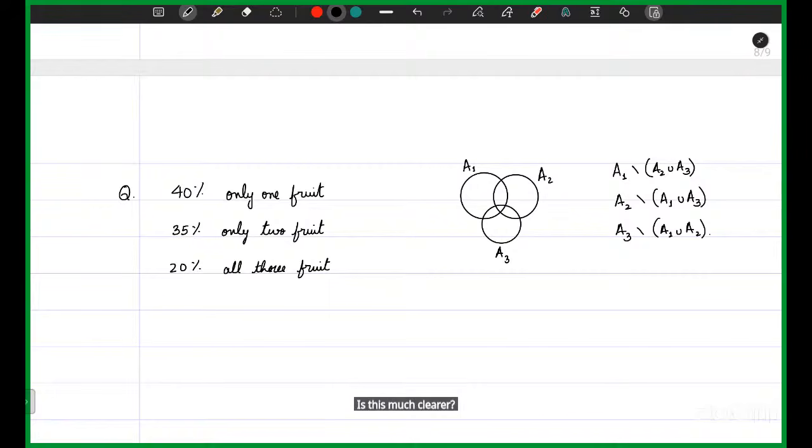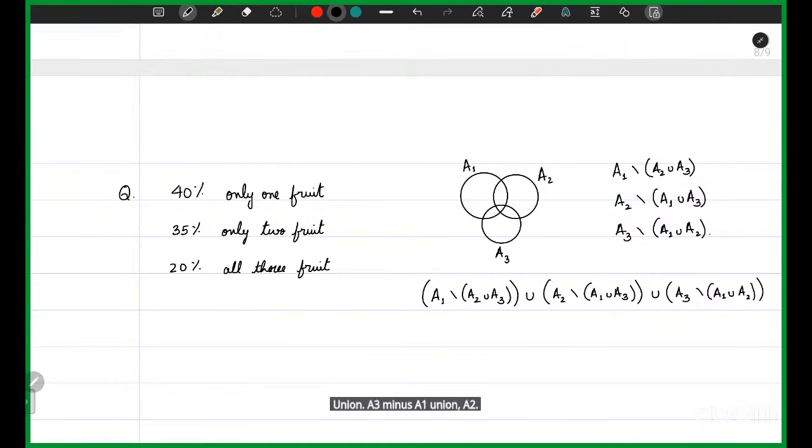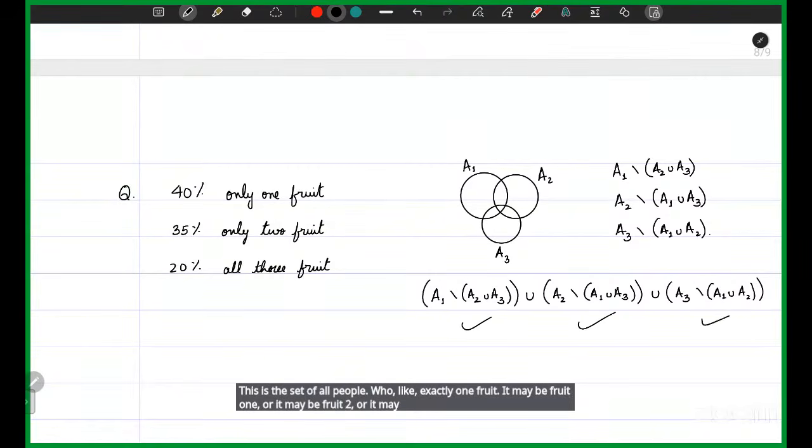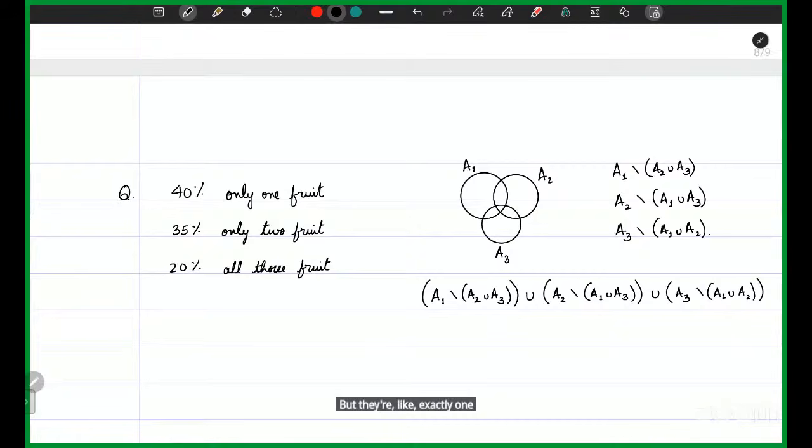Yes, sir. So what happens if I take A1 minus (A2 union A3), union A2 minus (A1 union A3), union A3 minus (A1 union A2)? This is the set of all people who like exactly one fruit. It may be fruit 1, or it may be fruit 2, or it may be fruit 3. But they like exactly one fruit. Is this clear?